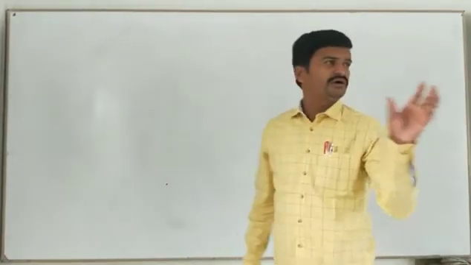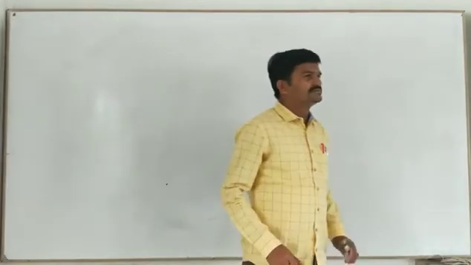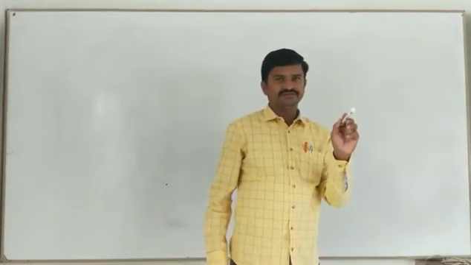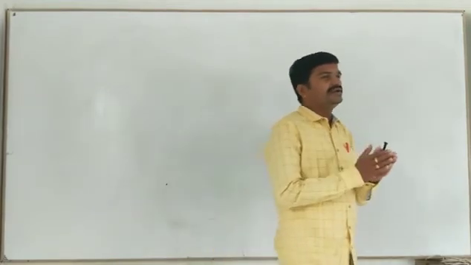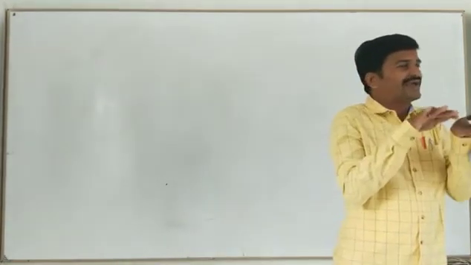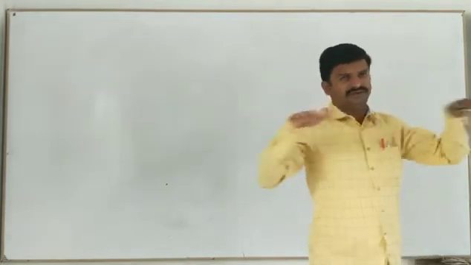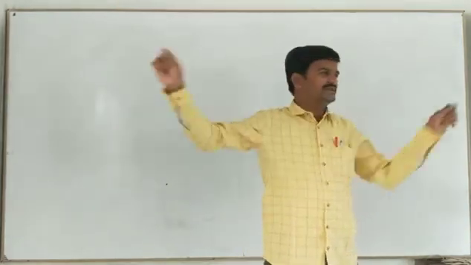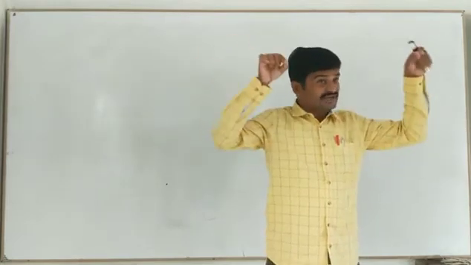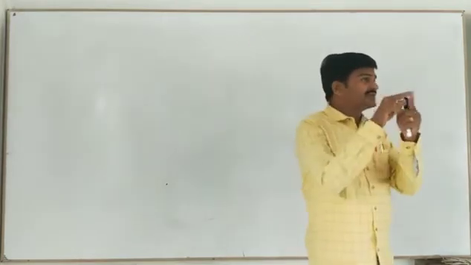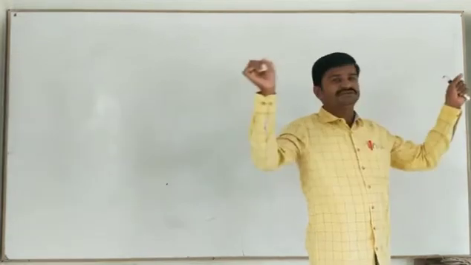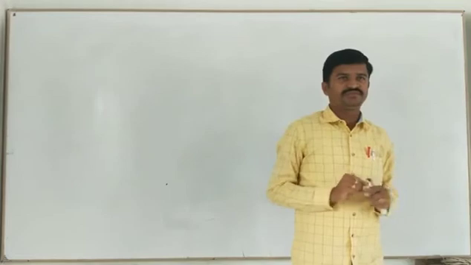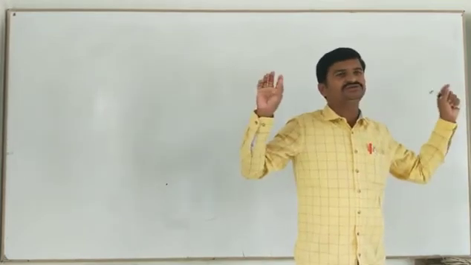He asked to draw one circle. Are you clear? And then he asked to extend one of the diameters, because in a circle many diameters are there. On that extended diameter, on either side of the center, 7 centimeters away, he asked to mark the 2 points P and Q. And then he asked to draw the tangents.